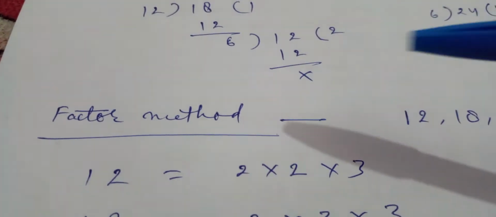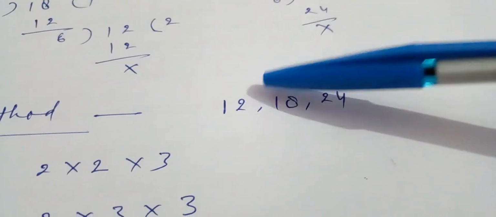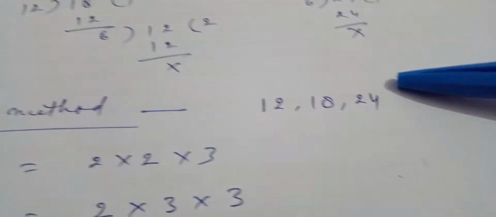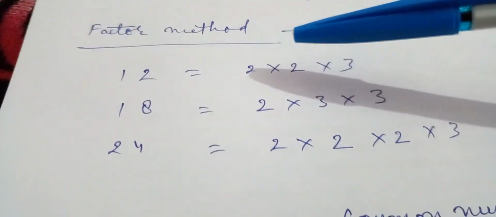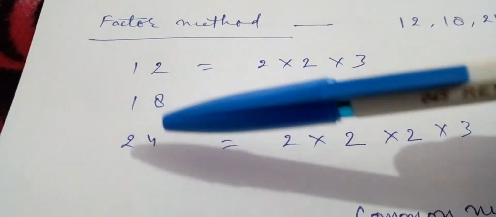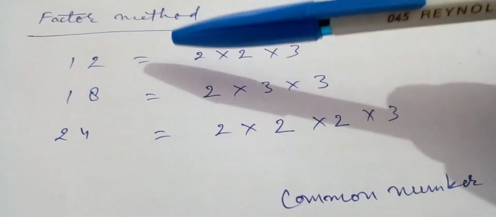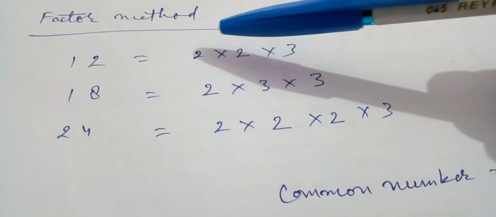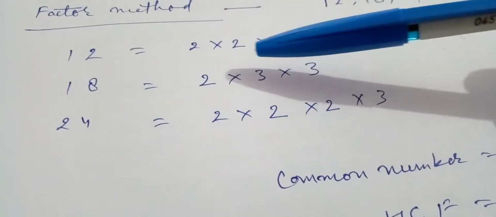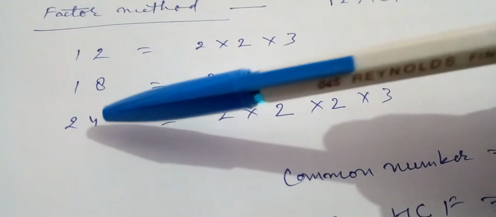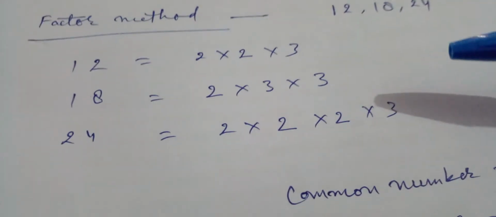Now we will apply the factor method to find out the HCF of these three numbers, 12, 18 and 24. In this method, first of all we have to find out the factors of these numbers. The factors of 12 are 2 into 2 into 3. The factors of 18 are 2 into 3 into 3. The factors of 24 are 2 into 2 into 2 into 3. These are the factors of these numbers.